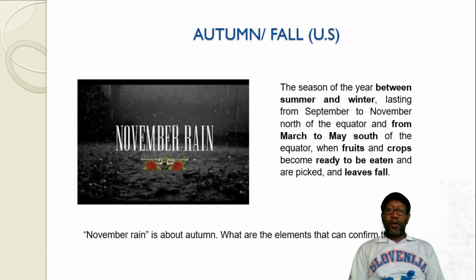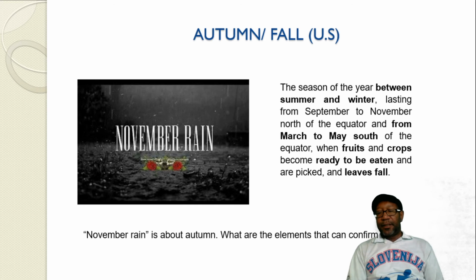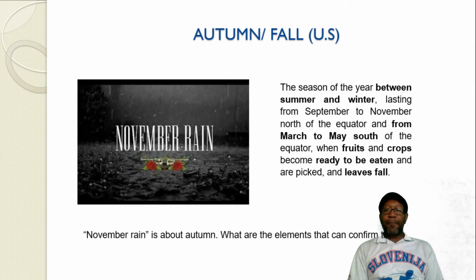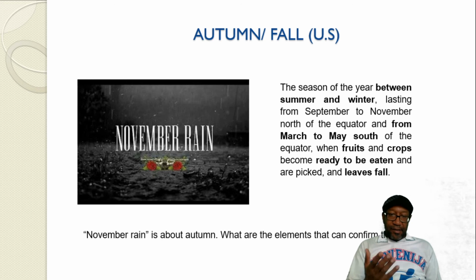Then we have here autumn or fall. Fall is the expression most used in the US, right? It's between summer and winter, and from March to May in the south of the equator, so in our situation. So it's the moment when the fruits and crops become ready to be eaten and are picked, and leaves fall, right? And here we have November Rain, a song from Guns N' Roses about autumn or fall. And what are the elements that can confirm that? So you can see the elements, you can read the lyrics, you can check why the song is related to autumn.